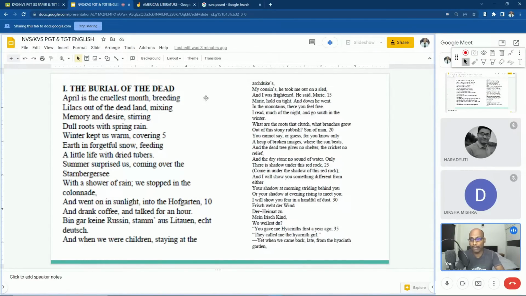So the poem begins in this way. The first part is The Burial of the Dead, and the poem begins with "April is the cruelest month." Now, what is this cruelest month? All those things we will try to understand.